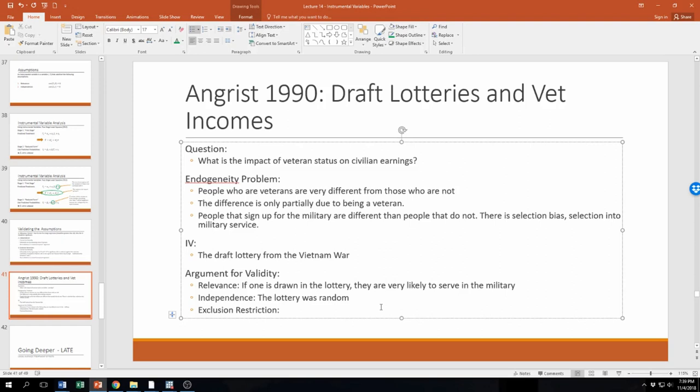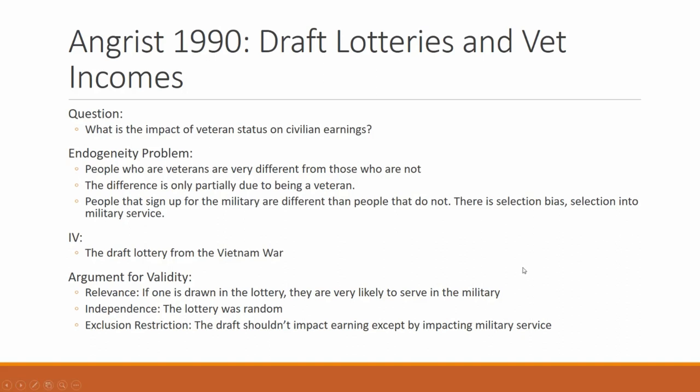And then the last one is the exclusion restriction. This is the idea that the lottery does not impact individuals' earnings except by the fact that it affects their service in the military. Okay, and so they can argue the exclusion restriction holds. The draft shouldn't impact earnings except by impacting military service. So I think a reasonable argument can be made that this instrumental variable will be valid for the three assumptions. And so they run this analysis and they find the effect of military service on civilian earnings. And it was, I believe, a negative effect.